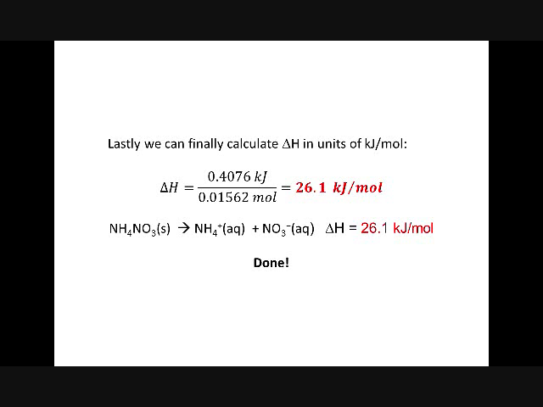What this says is the dissolution of ammonium nitrate in water is an endothermic process. It takes heat to get this done. The heat comes from the solution.